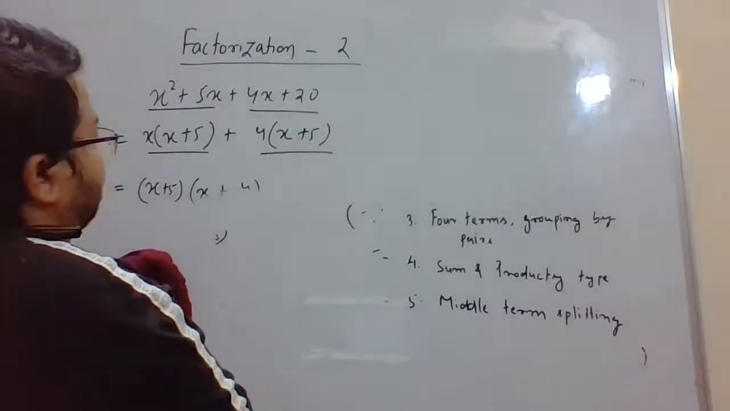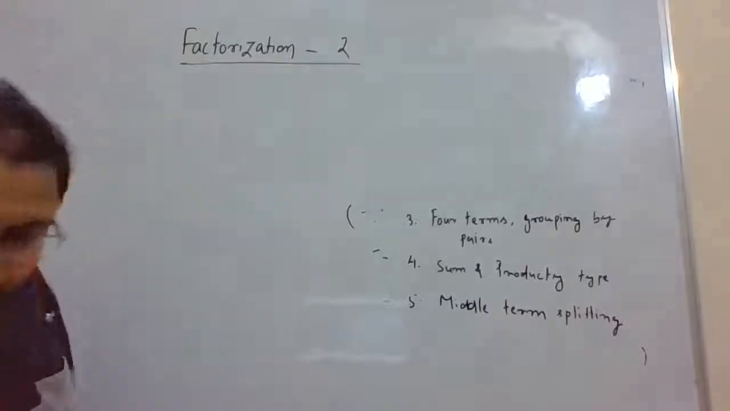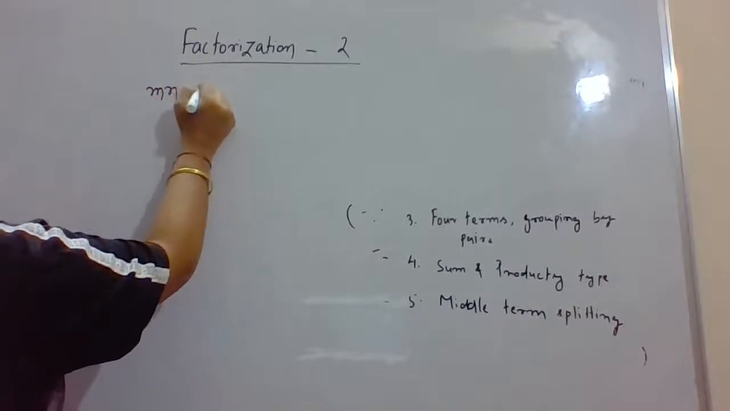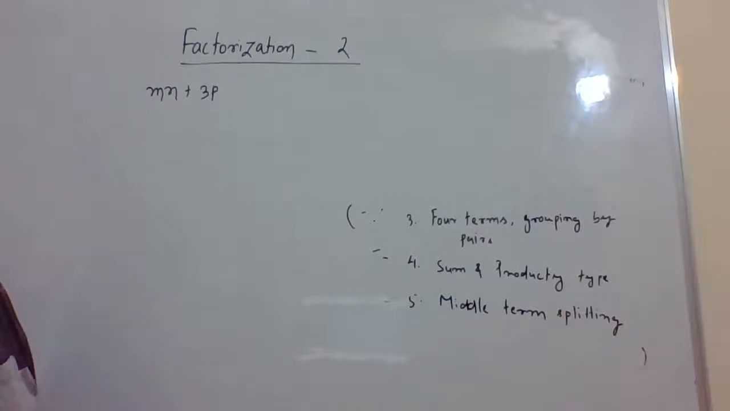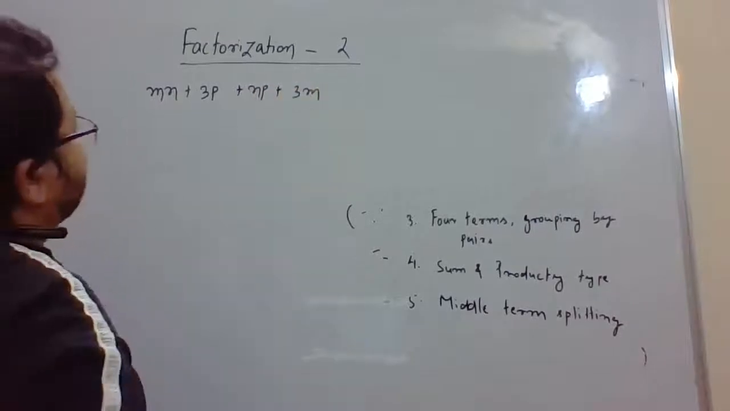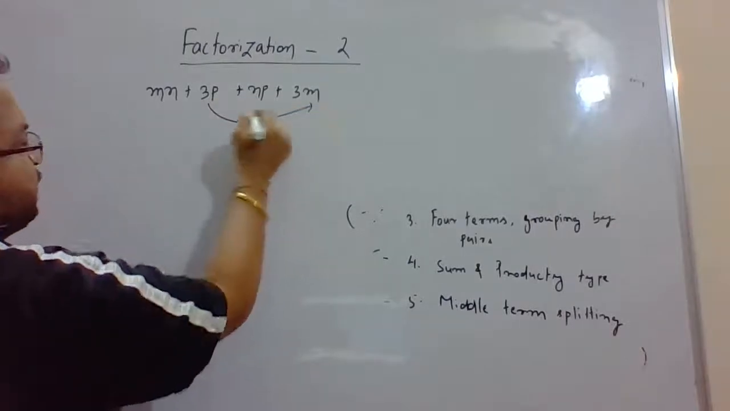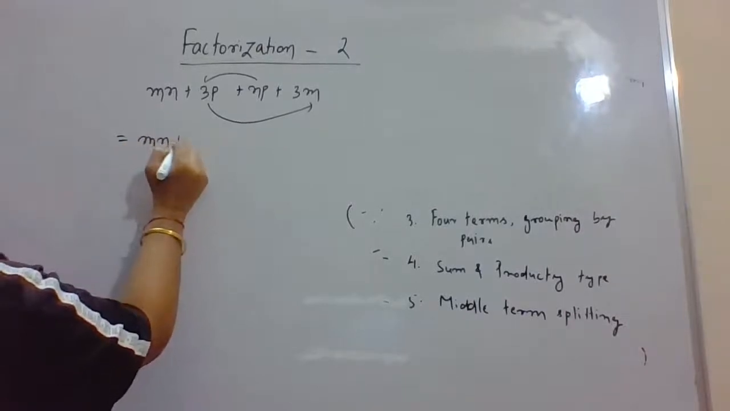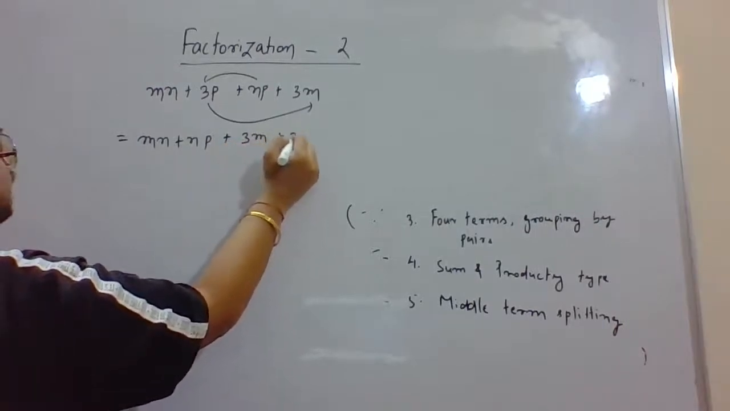Okay, so let us go to the next practice problem. This is mn plus 3p plus np plus 3m. Here also, if you see, it makes more sense to push this term to this side and this term to this side. So we can write mn plus np plus 3m plus 3p.